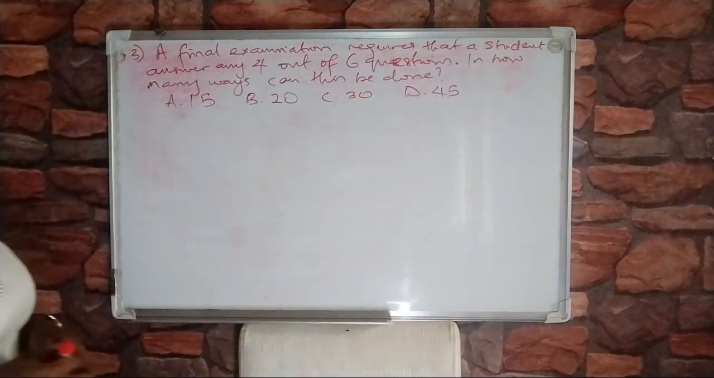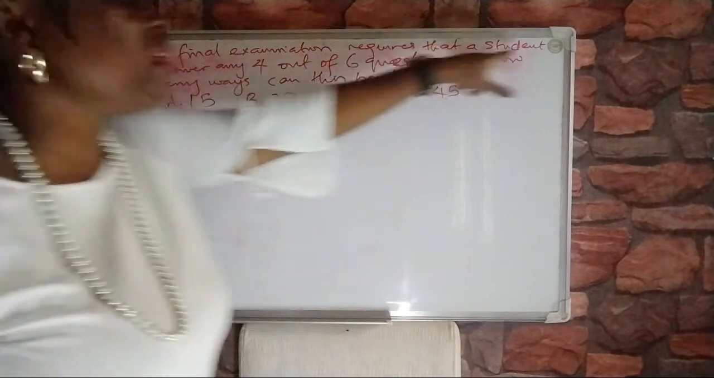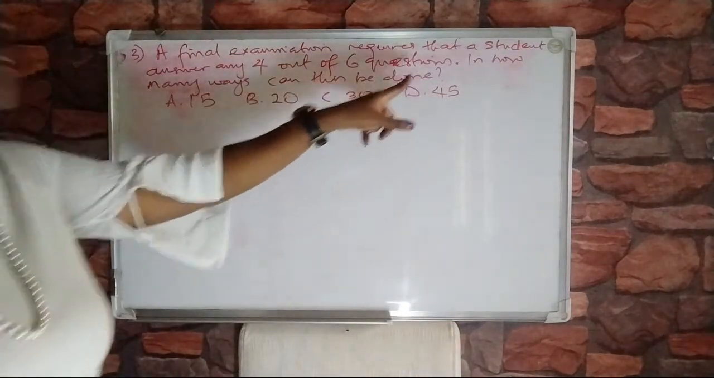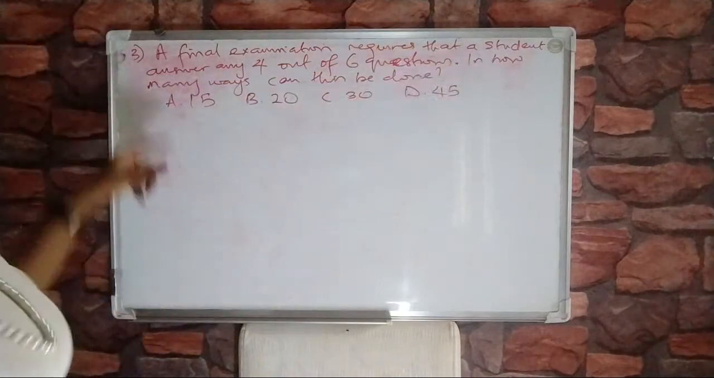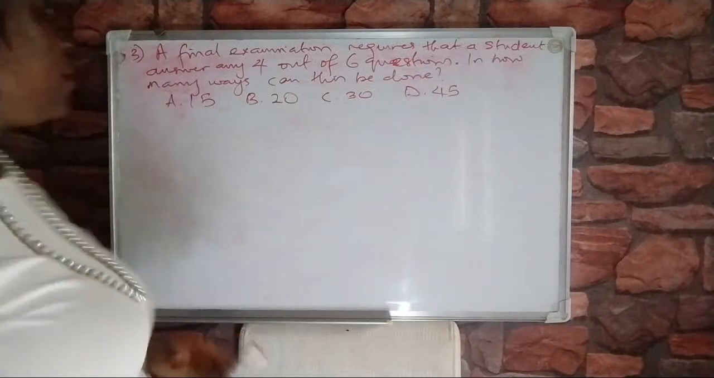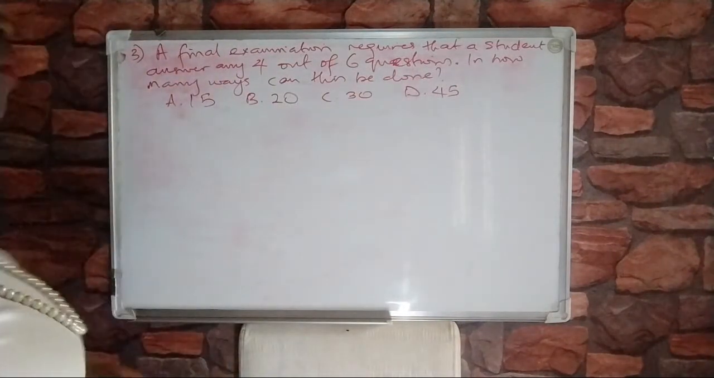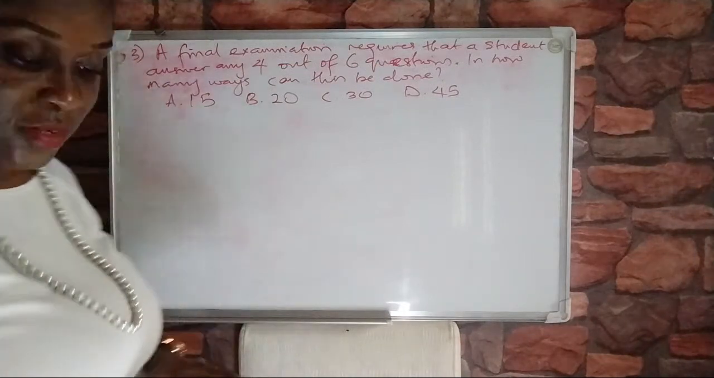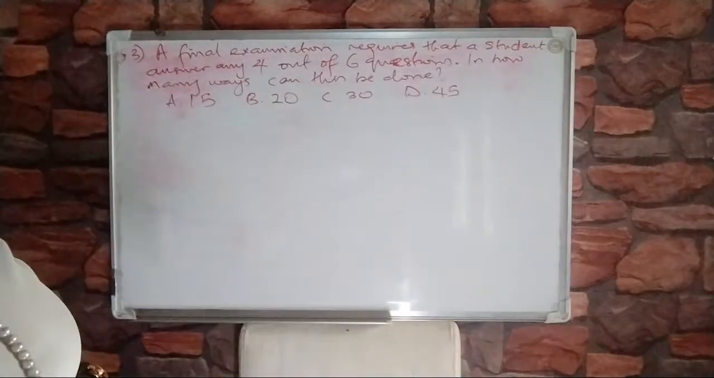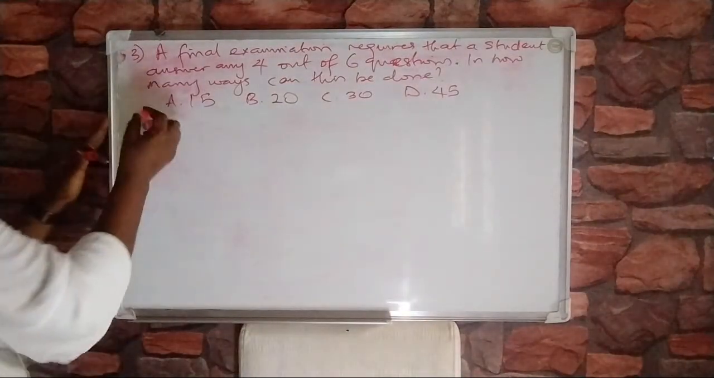All right? So the question: a final examination requires that a student answer 4 out of 6 questions. In how many ways can this be done? So this looks like a combination and permutation question. All right? So let's solve it immediately without any delay. So, solution.